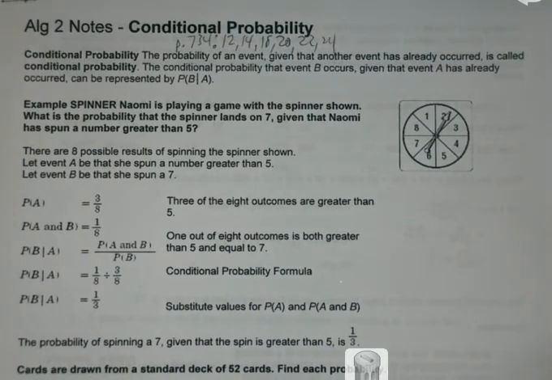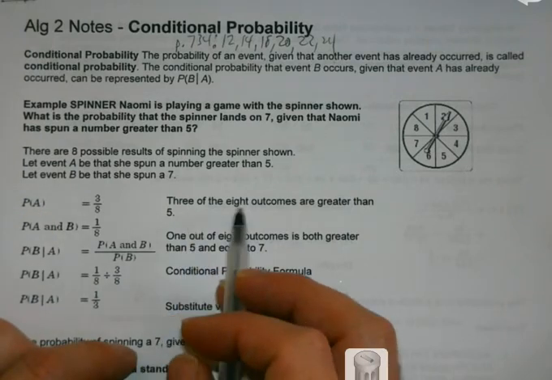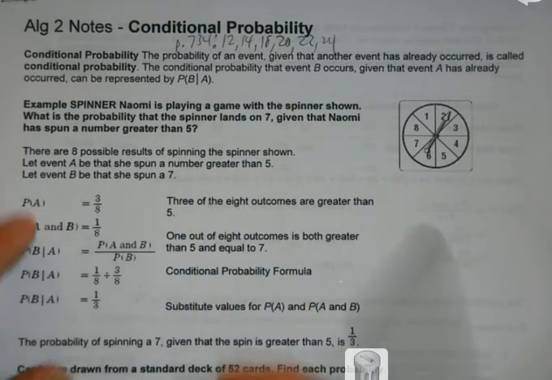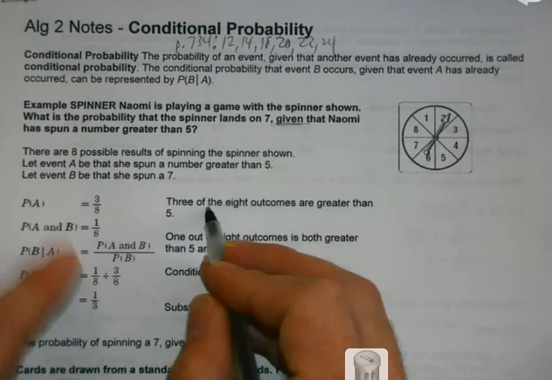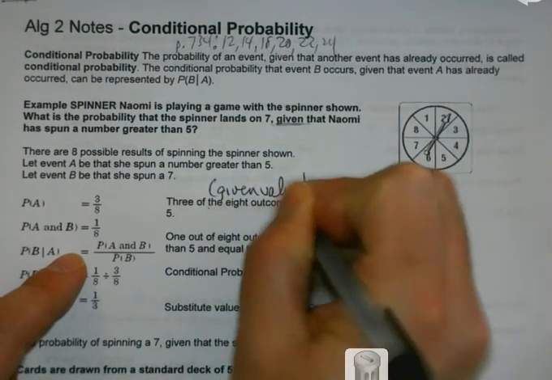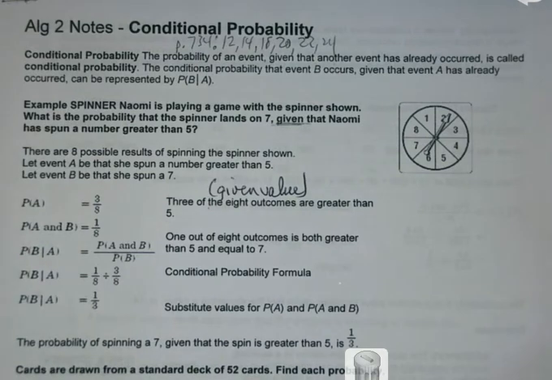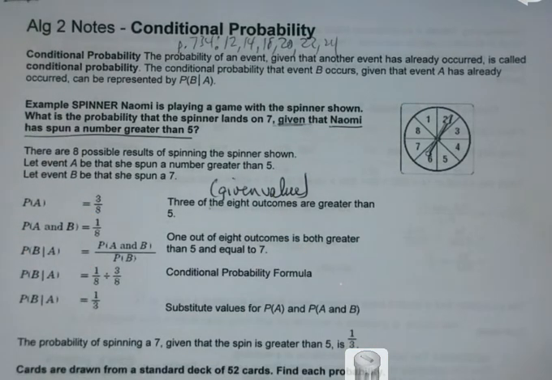Okay? So, for instance, my probability here, 3 of the 8 outcomes are greater than 5. So, event A is that she spun a number greater than 5. I like to call this the given value. Whatever you are told you are given, that's your first event. We have to assume that event happens so I can even have the second event occur. So then I say, given Naomi has spun a number greater than 5, well, there are 3 of those, 6, 7, and 8. So that's where 3 out of 8 would come from for my probability of A.